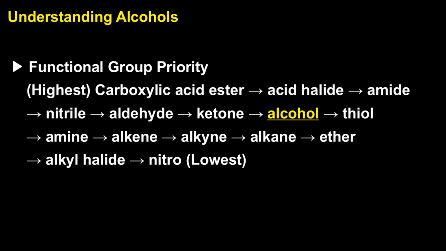That's why, if a molecule has both a carboxylic acid and an alcohol, the acid takes priority, and the OH group gets named as a substituent instead. If we go further down, you'll see functional groups like thiols, amines, alkenes, alkynes, and alkanes, and even lower, things like ethers, alkyl halides, and nitro groups. The lower the priority, the less influence it has on naming and numbering. So keep this priority list in mind. It'll really help when you're making naming decisions later on.